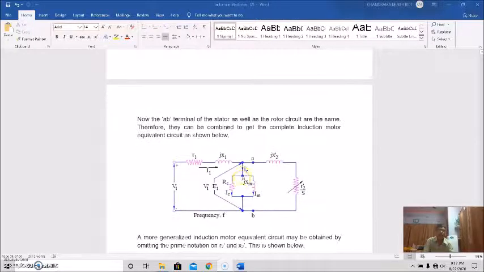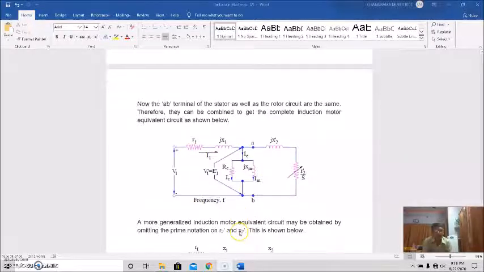Now we combine. This terminal AV of the stator as well as the rotor circuit are now the same. Therefore, they can combine to get the complete induction motor equivalent circuit. This will be like this. This portion is the stator circuit model at supply frequency, and this portion is the rotor circuit model again at the same supply frequency, because all the rotor circuit parameters, that is resistance, current, voltage, reactance, are transferred to the stator circuit at supply frequency. This portion is common for both stator output and rotor input.